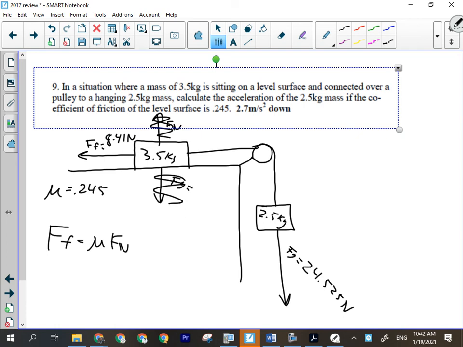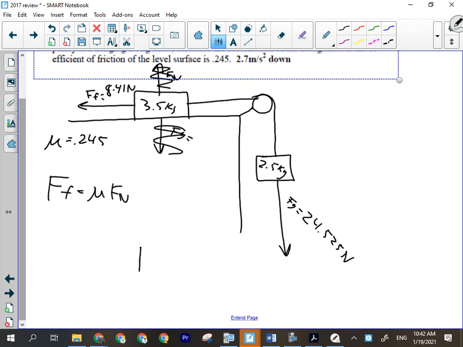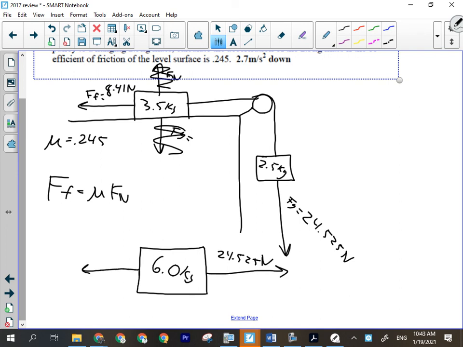Okay? So now, here's what I'm left with. Is this a system? It is. It's two masses connected that are going to accelerate together, at the same rate. That's the key. Their acceleration will be the same. So in actual fact, what I have here is a system with a mass of 6 kilograms being pulled one direction by 24.525 newtons and resisted in the other direction by 8.41 newtons.